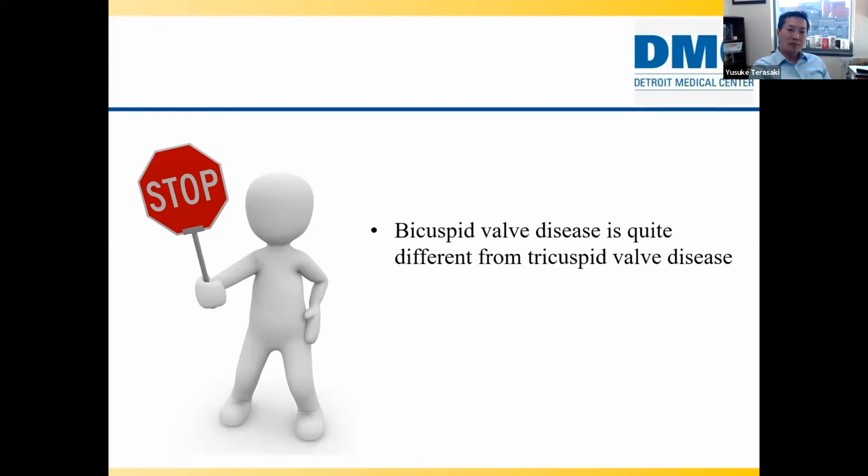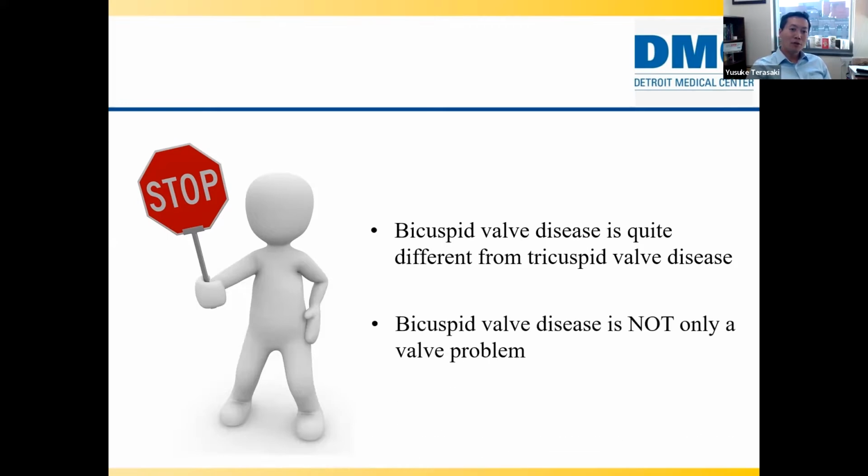One is that bicuspid valve disease is quite different from tricuspid valve disease. Okay, just point number 1. Point number 2 is that bicuspid valve disease is not only a valve problem; it's a constellation of problems that we need to think about.